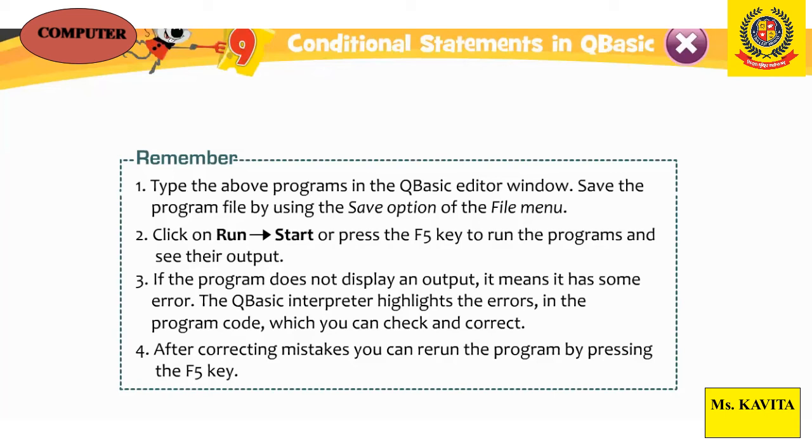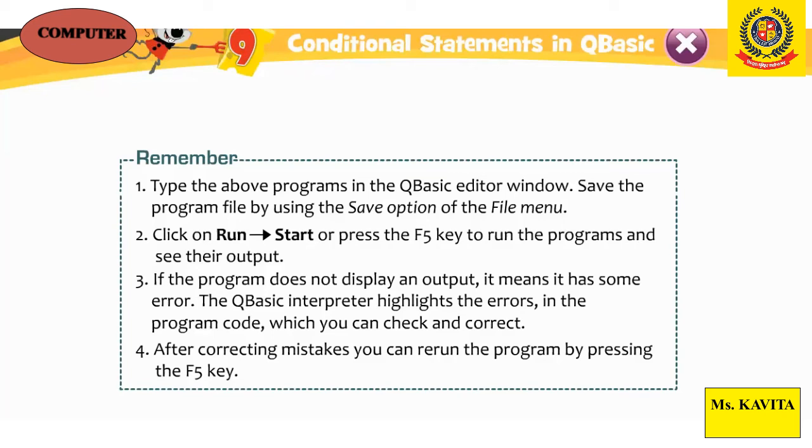Some simple QBasic programs are given on page number 113. Already I have explained those programs in class. So children, you have to do this program in your notebook. Write a program to accept the rate of interest, time period, principal amount from the user and calculate the SI. So what you will write? INPUT, enter the principal, then interest, then years, then formula SI equal to P into R into T divided by 100. Then you can print your simple interest and END.